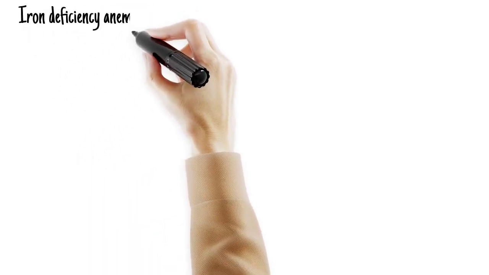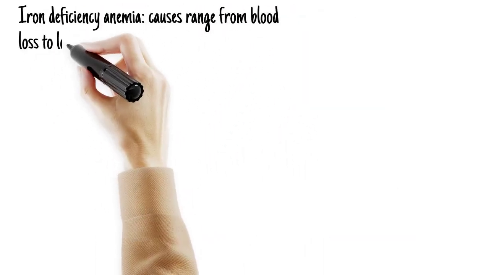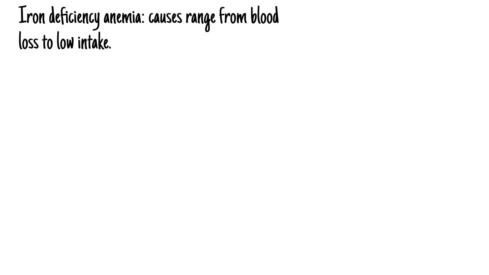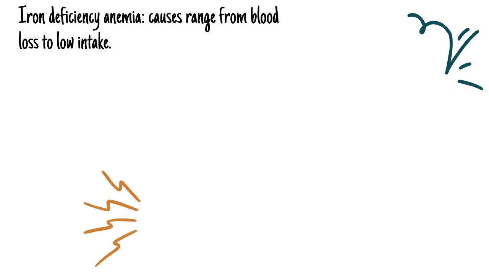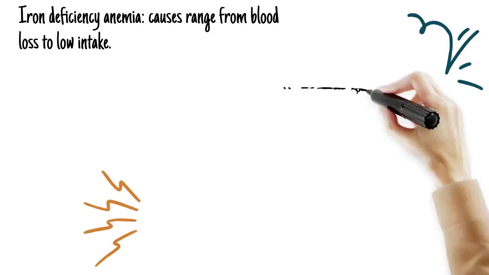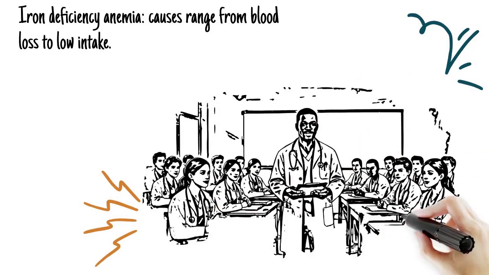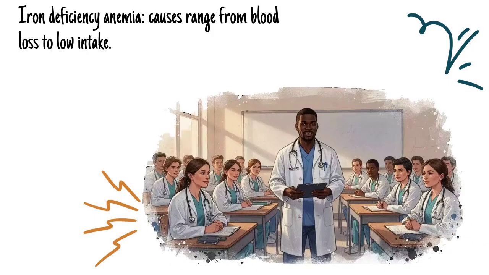Common causes include chronic blood loss from menstrual bleeding or occult gastrointestinal bleeding due to peptic ulcer disease or colorectal malignancy, inadequate dietary intake, malabsorption from celiac disease, post-gastrectomy states, or Helicobacter pylori infection, and increased physiological demand during pregnancy, infancy, or adolescent growth.